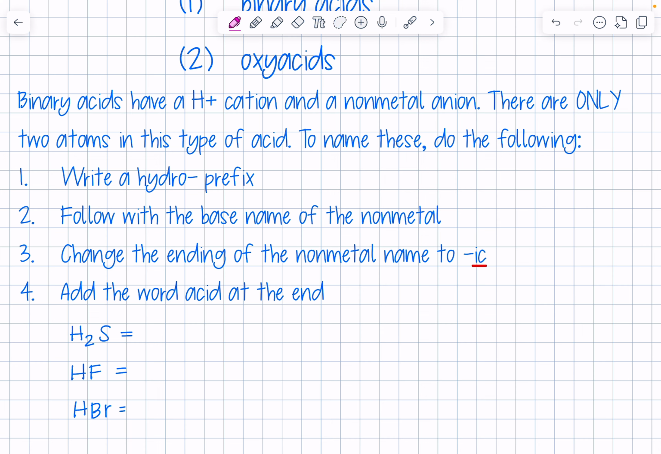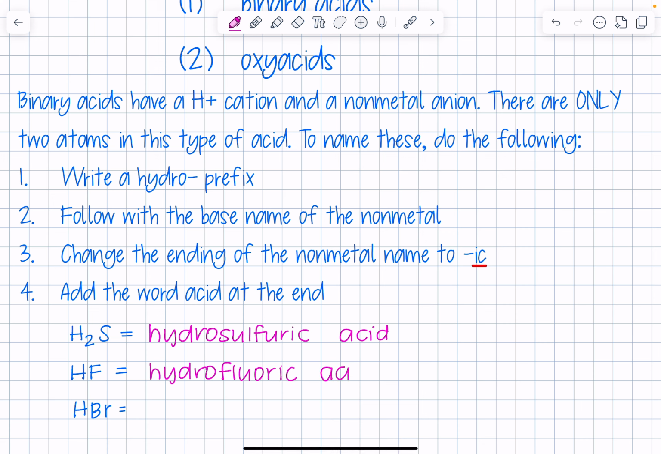So this first one here, always start with hydro. The base for sulfur is sulfur. So sulfur, change the ending to IC, acid, hydrosulfuric acid. All right, this second one, we start with hydro. F is fluorine, so the base for that is fluor. Then we will add IC at the end and the word acid, hydrofluoric acid.